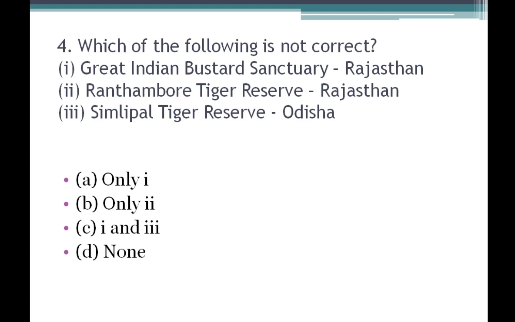Question number 4. Which of the following is not correct? Number 1. Great Indian Bustard Sanctuary, Rajasthan. Ranthambore Tiger Reserve, Rajasthan. Simlipal Tiger Reserve, Odisha. So the incorrect one here is option A, that is only one, because Great Indian Bustard Sanctuary is in Maharashtra in Sholapur region.